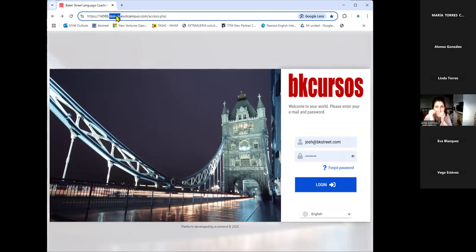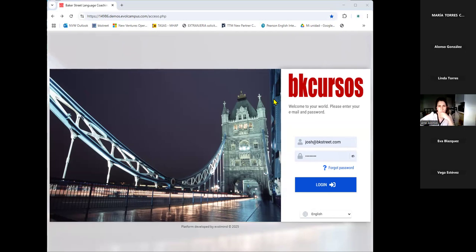Right, so this is the platform. I'll put this in the chat window. You can copy that if you want to. You go in with your email address and your password. You should receive an email telling you your password. If you have a problem, send me an email and I will tell you your password.